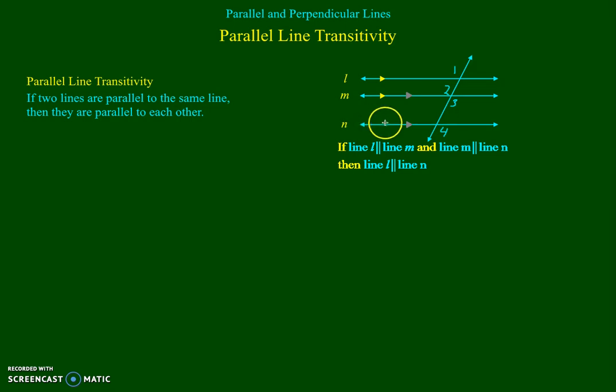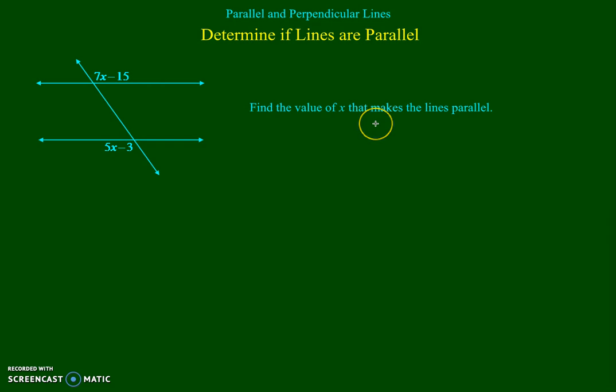All right. Now let's use these converse theorems and postulate to prove whether or not lines are parallel. And so let's look at some examples. In this problem, we're being instructed to find the value of x that makes the lines parallel. What that means is here we have two lines cut by a transversal. In order for these lines to be parallel, we're going to have to use one of the converse theorems.